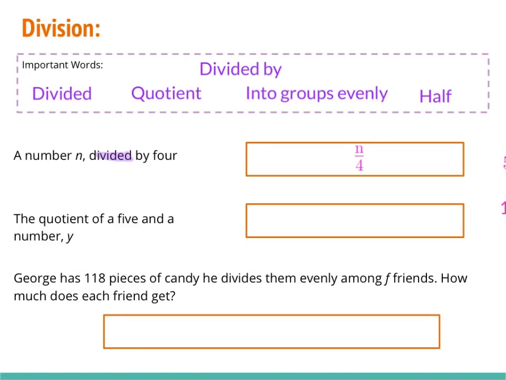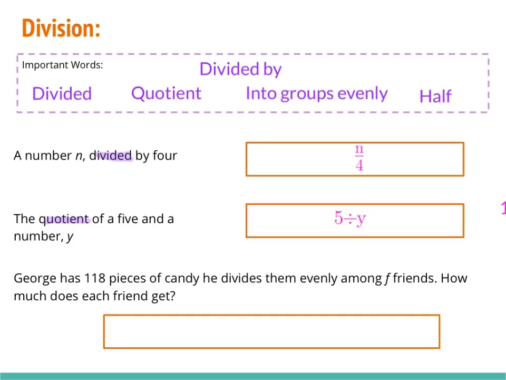The next phrase, I have the quotient of a 5 and a number y. So again, I see the important phrase quotient, so I know that I have division. And since I see 5 first, I know that 5 will be my numerator and y will be my denominator since the y came second. So I'm going to write that as 5 divided by y.